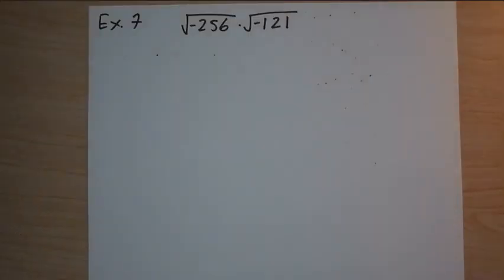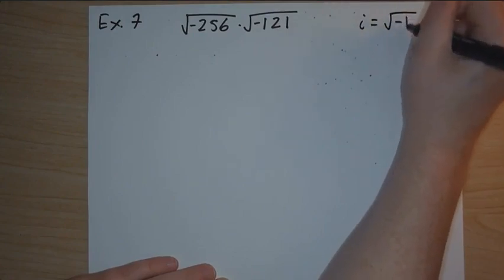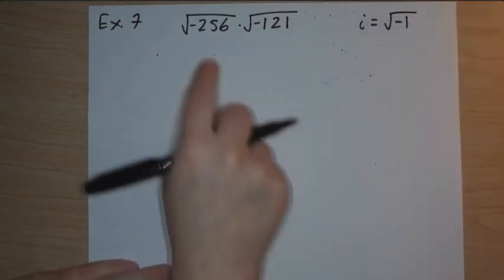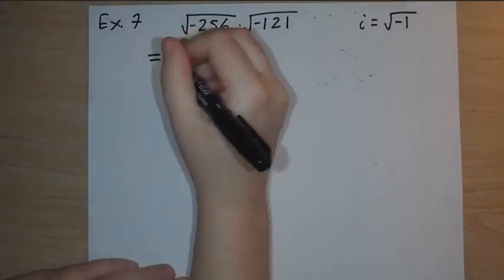This is Lab 17, Example 7. We want to simplify the square root of negative 256 times the square root of negative 121. We're going to do this knowing that i is equal to the square root of negative 1. So we're just going to simplify and rewrite the insides of these square roots.